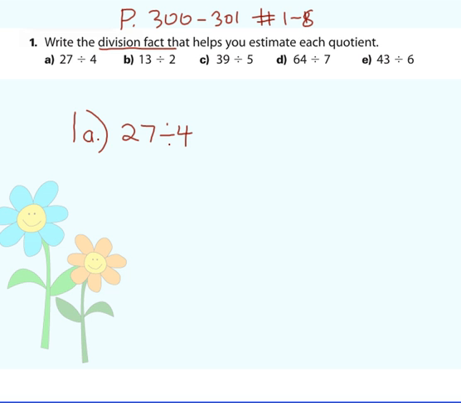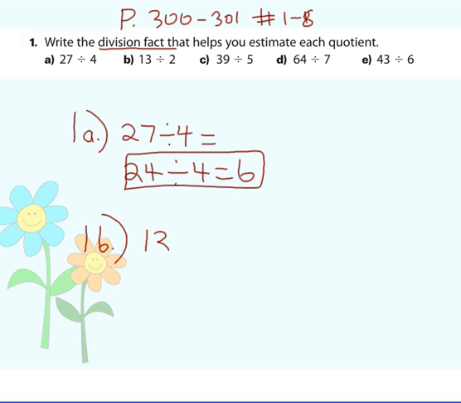So what division fact helped us? 24 divided by 4 equals 6. So that's your answer. That's all you need to do. So not so hard. So let's have a look at 1b.